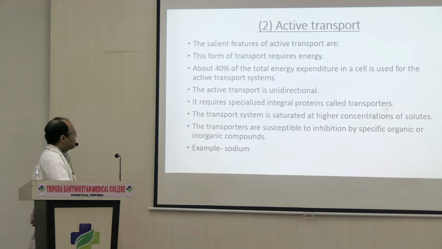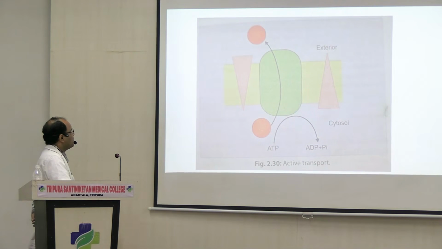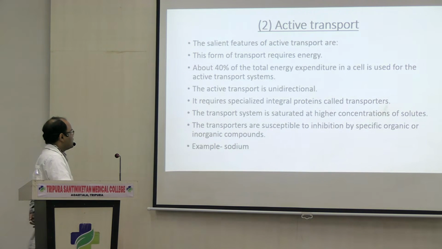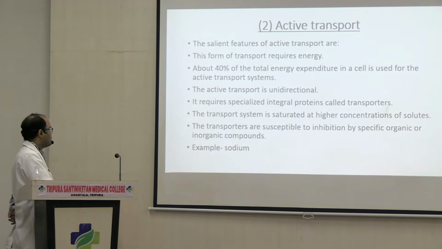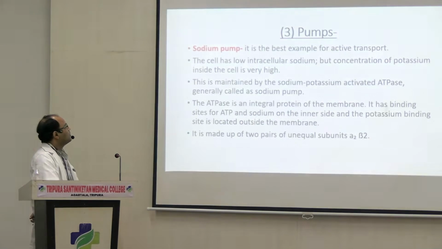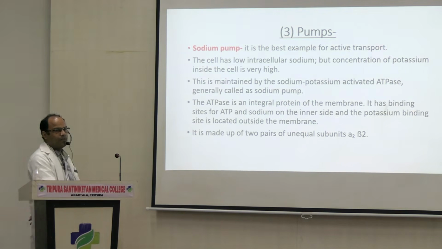Okay. So you can see this is exterior, this is inside the cell. Here ATP is required, ATP is degraded to ADP, and then the solutes go outside by this transporter protein. Transporters are susceptible to inhibition by specific organic or inorganic compounds. Example, the sodium pump. This is one example of an active transporter.